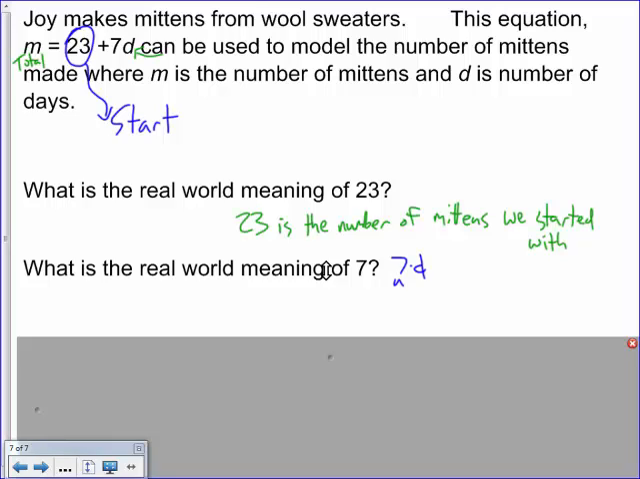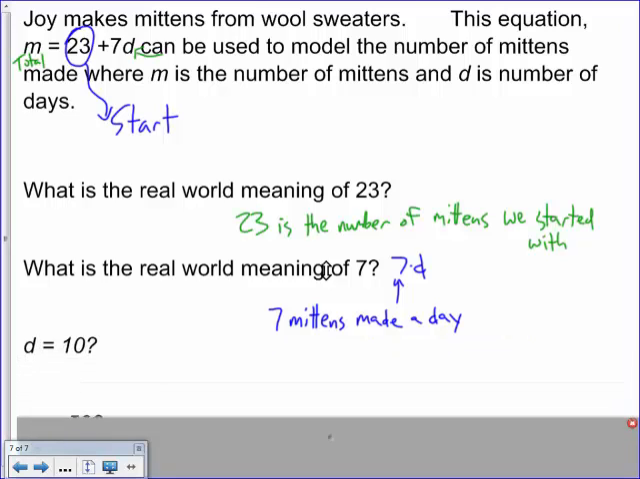we're producing 7 mittens a day. So 7 mittens made a day, or 7 mittens produced per day. Don't just say 7 mittens, it's 7 mittens per day, right? Because we're multiplying by the d. So d equals 10. What does that represent? Well, that represents 10 days.